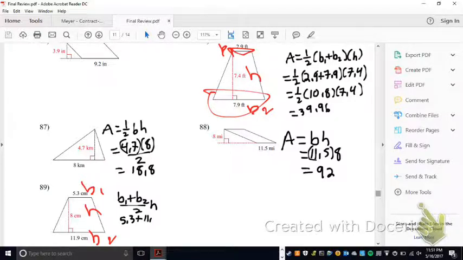So we get 5.3 plus 11.9 divided by 2 times the height, or 8 centimeters. We have 68.8 centimeters squared.